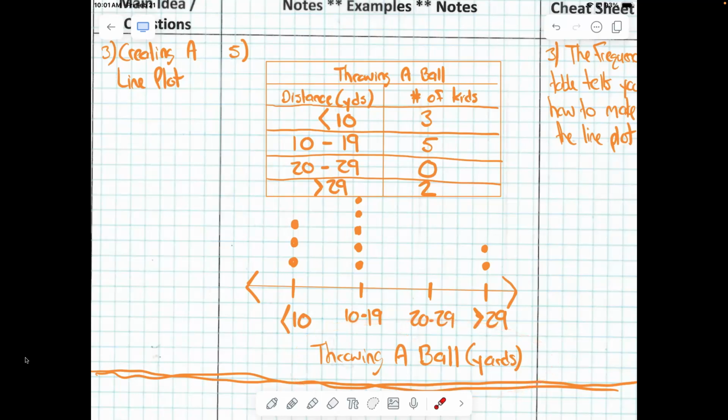Title needed, yes or no? Yes. We feeling okay with making our own and reading our own line plots and frequency tables? Yes. We're okay with all this?